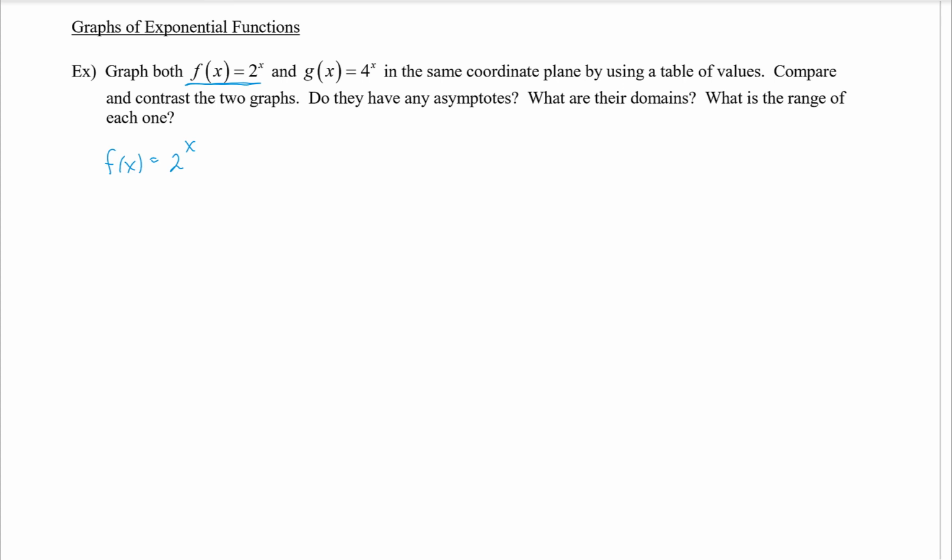Now 2 to the x is the same thing as 1 plus 1 to the x. Now why does that matter? Because adding 1 to 1, that's 100% increase.